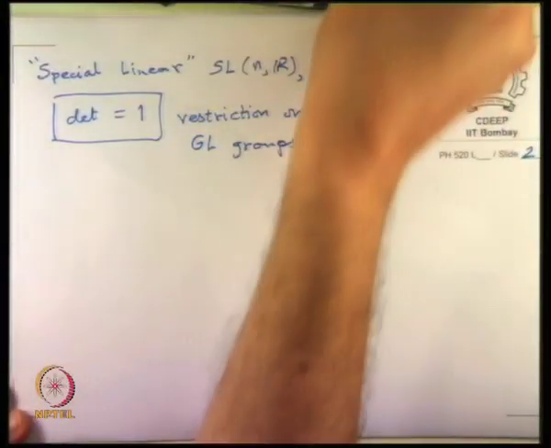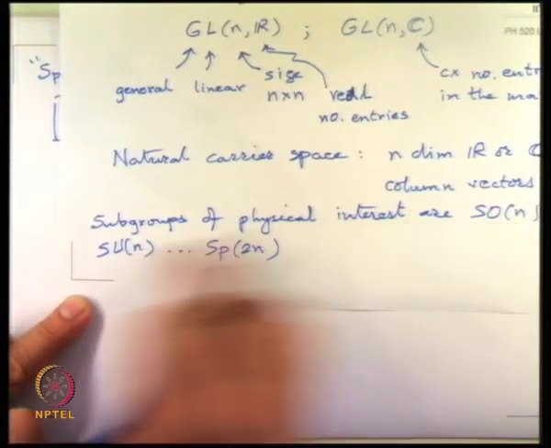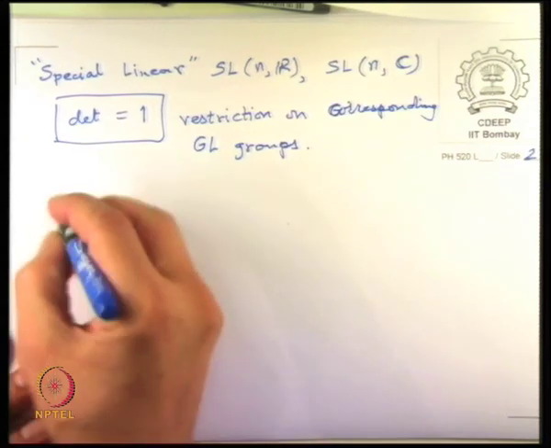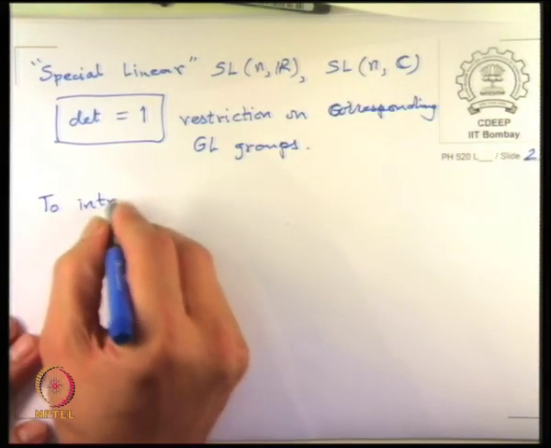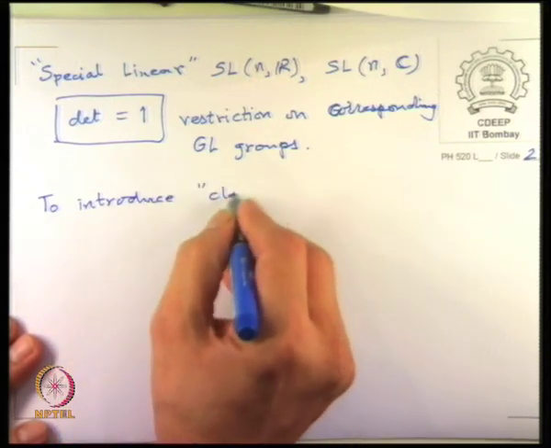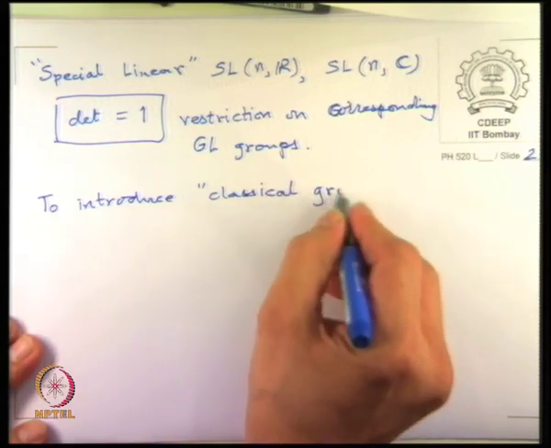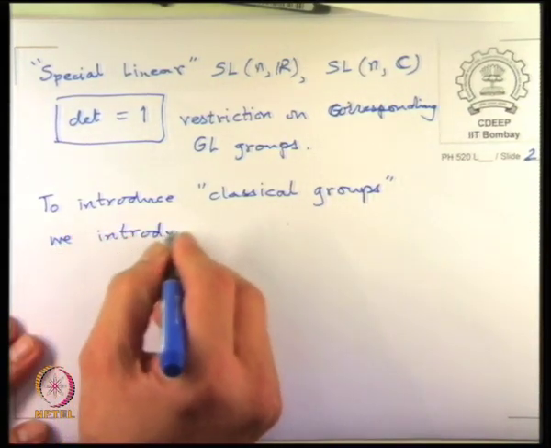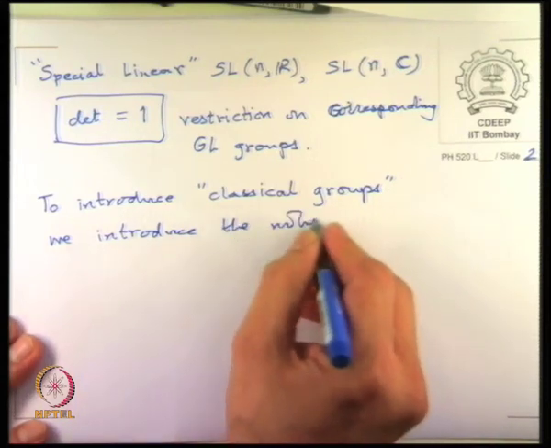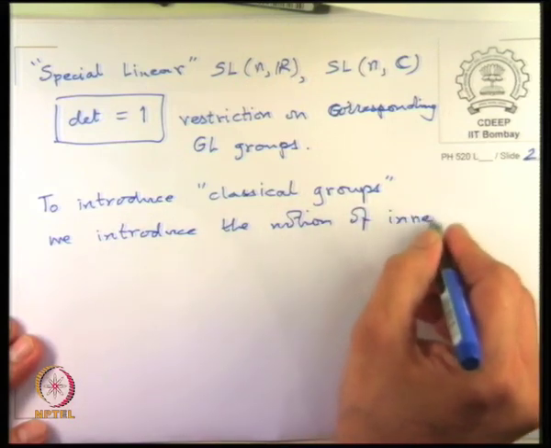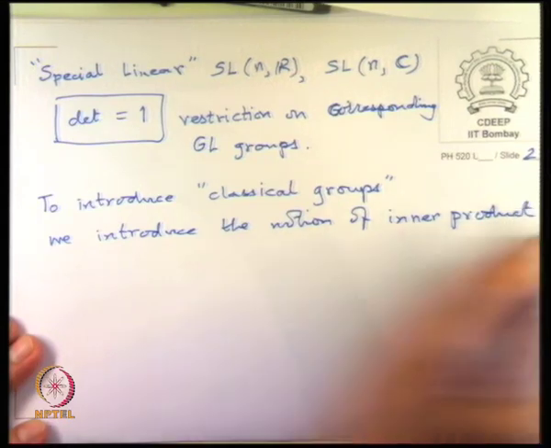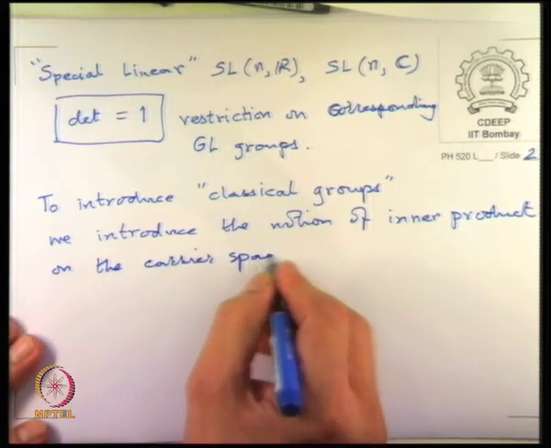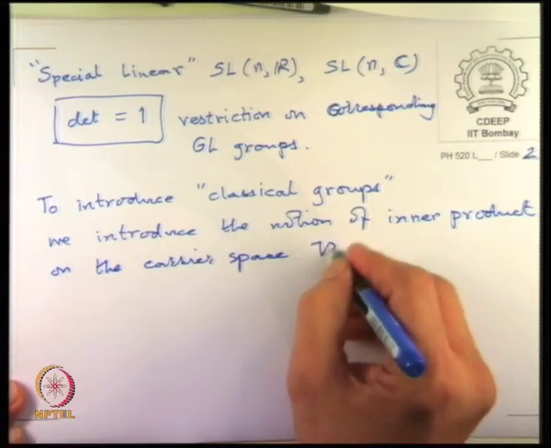Next, to talk about these groups SO(n), SU(n), Sp(2n), it is useful to introduce the idea of an inner product. To introduce classical groups, the notion of inner product on the carrier space, which is some V, real or complex.